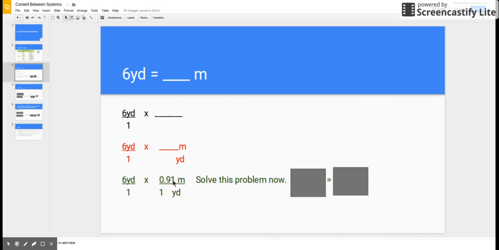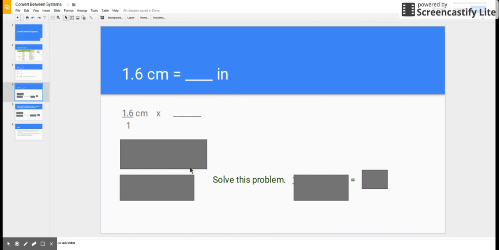So just go across. 6 times 0.91 over 1 times 1, which is 1. So in your calculator, you can do 6 times 0.91, and you'll end up getting about 5.46 meters. So 6 yards is about 5.46 meters.